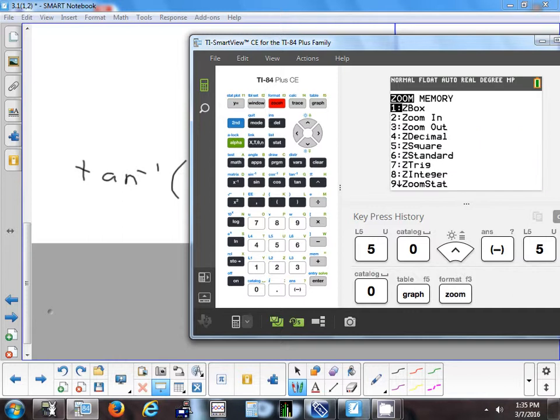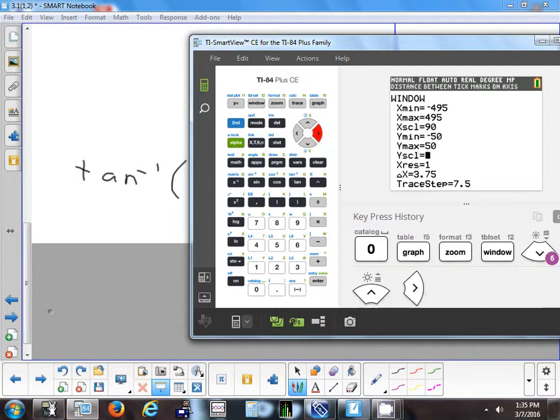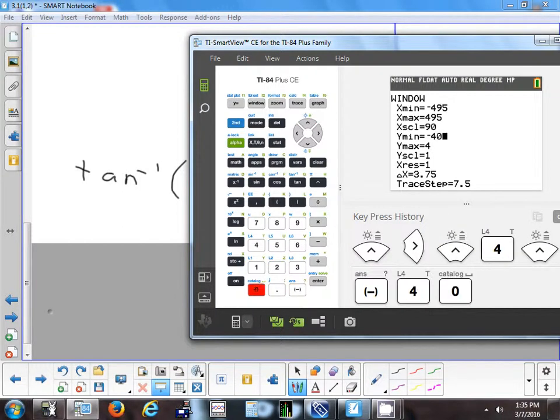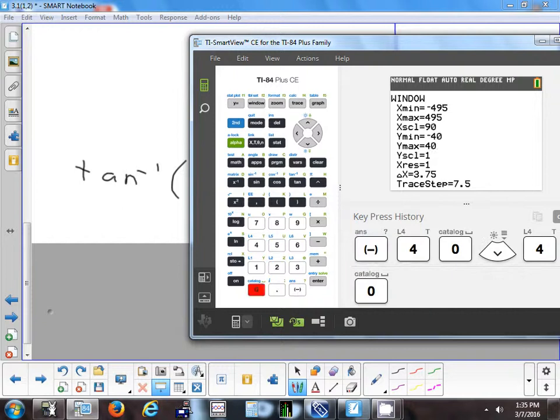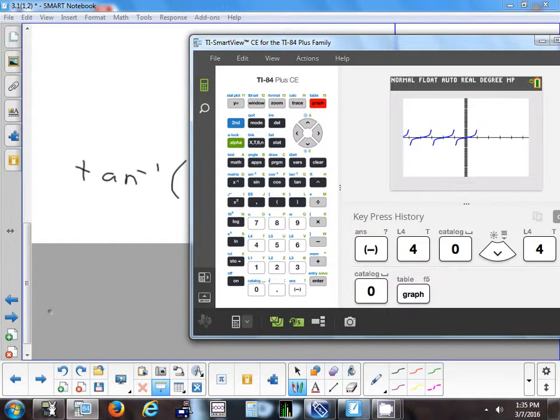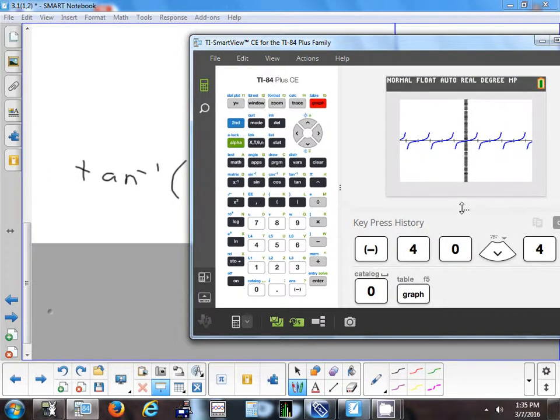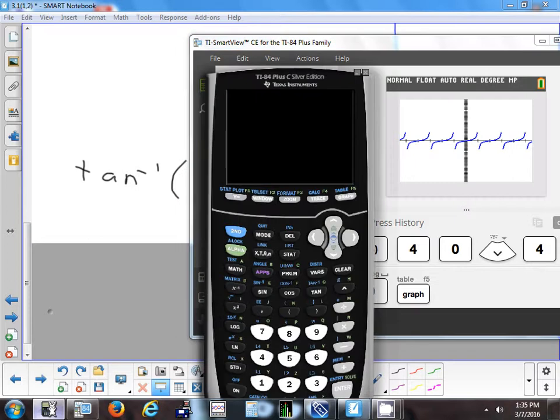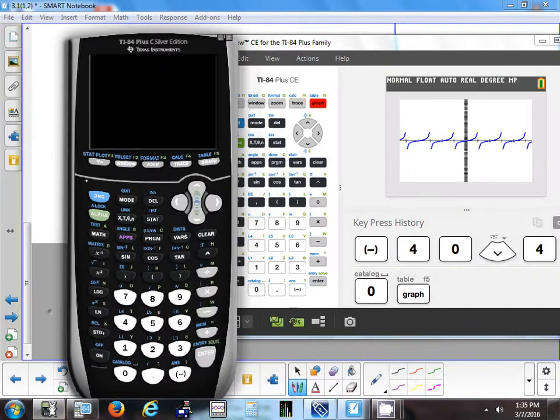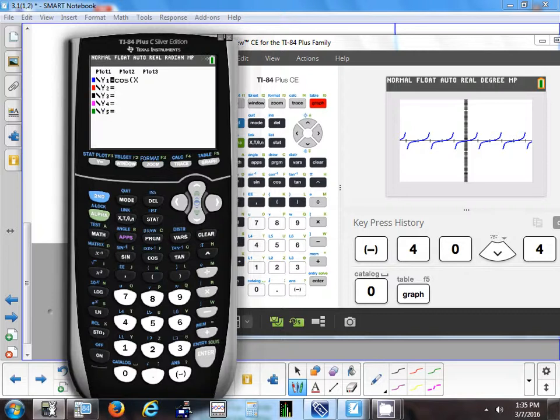Let's do zoom. That doesn't quite look right. Let's try -40 to 40. Hopefully the calculator will cooperate. All right, so it looks like the graph is stopping, which is one reason why we have to be careful when we use a graphing calculator, because it should not stop. So let me try graphing it on here.